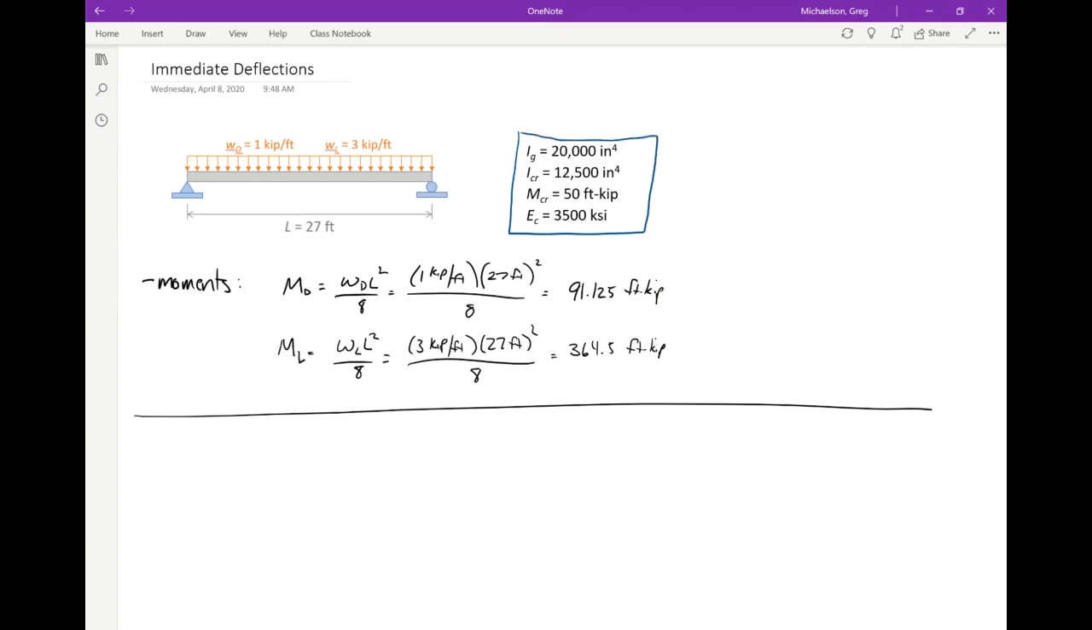Now, a couple points worth mentioning before we move on. Number one, we've got a gross moment of inertia of 20,000 inches to the fourth and a cracked moment of inertia of 12,500. So whatever we compute for our IE values should be between those two values. If you look at your cracking moment is 50 foot kips. Your dead and live moment are well above that, so the beam is definitely experiencing cracking.